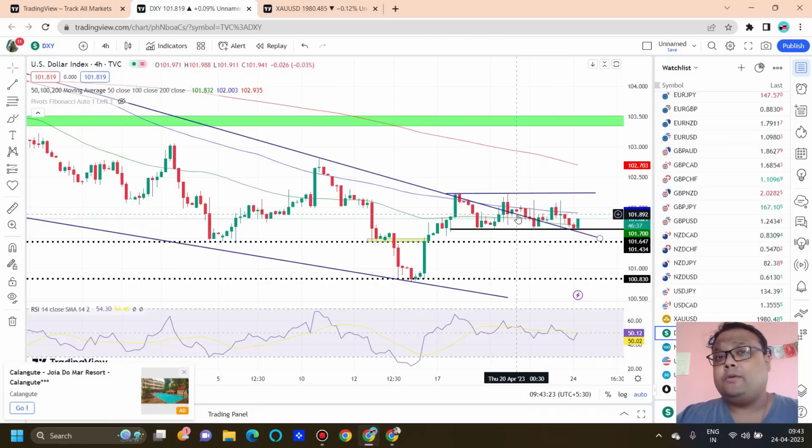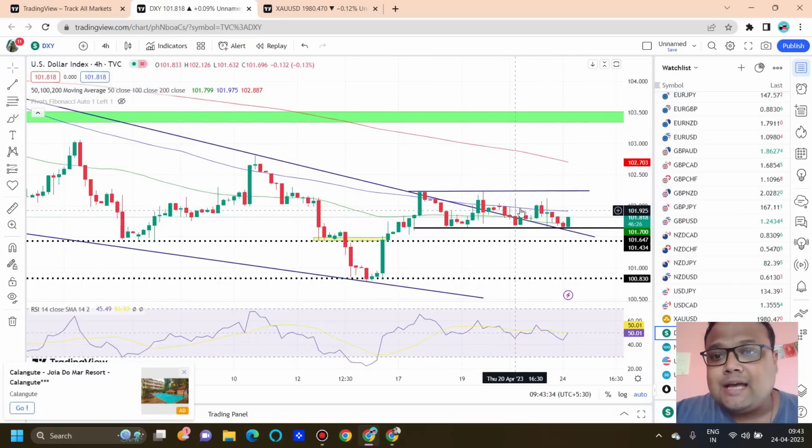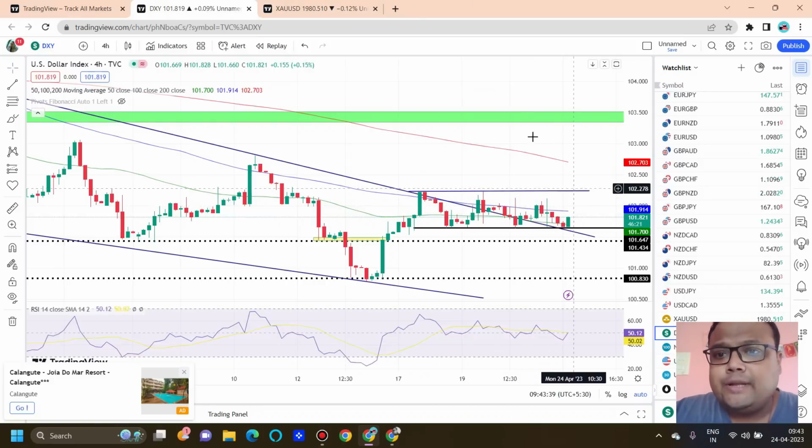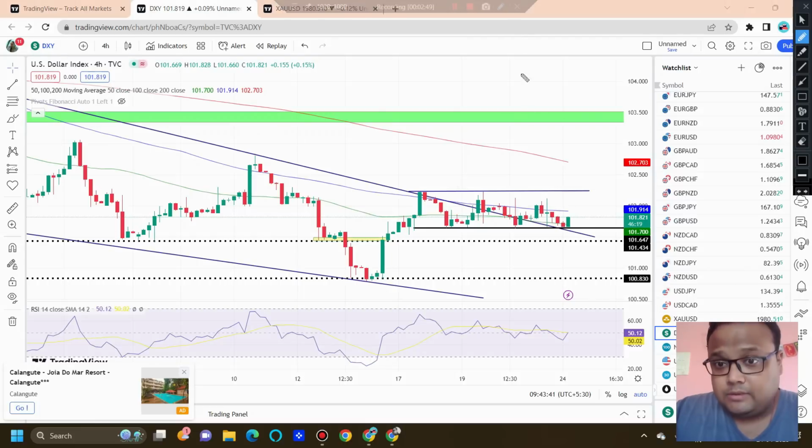So maybe in the next couple of days we may get to see a big move on the chart of DXY, because the market will not be staying inside this narrow range for a long period of time. So let's wait and watch how DXY reacts during the US session.